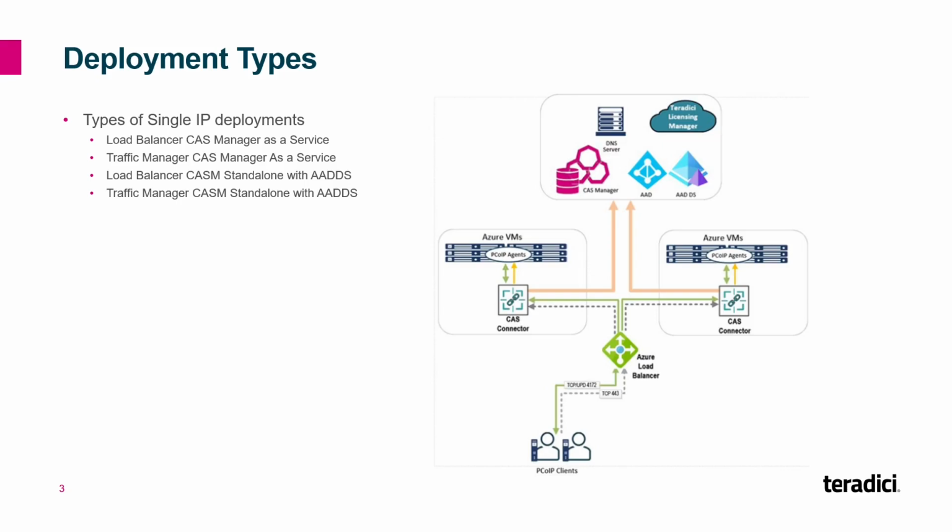So shown here is also the architecture for the load balancer single IP deployment with CASM and AADDS, which shows a bit of what happens during a connection. The PC over IP client initiates a connection with the load balancer, and the load balancer connects to the cloud access connectors, which initiate a PC over IP connection on port 4172 with the client. All these other private resources don't have public IPs directly attached to them and communicate only through the load balancer NAT configuration.